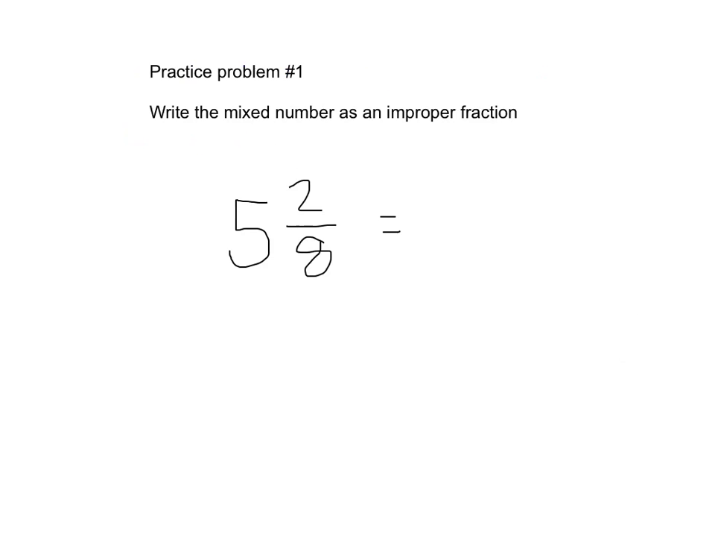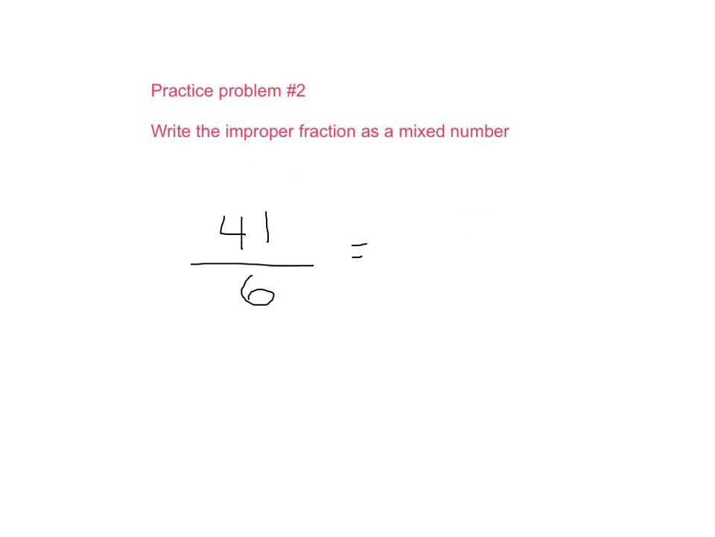Practice problem number 1. Write the mixed number as an improper fraction. Feel free to pause right now. Hopefully what you chose to do was multiply 8 times 5, and your answer was 40. 40 plus 2 is 42, and the denominator stays the same. Your answer is 42/8.